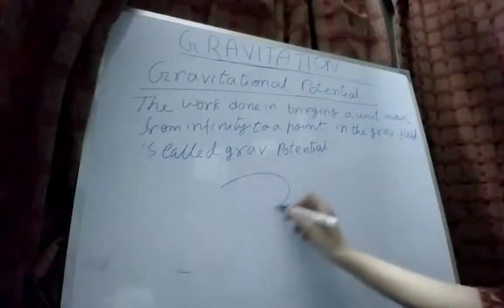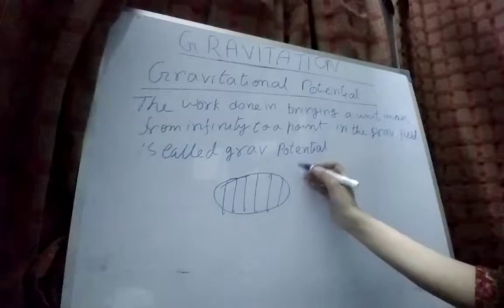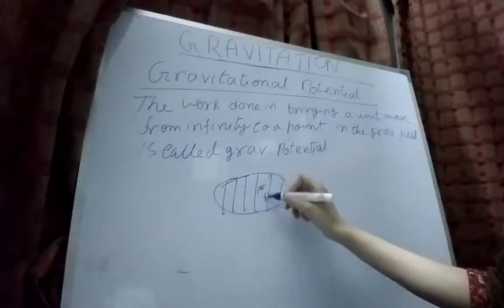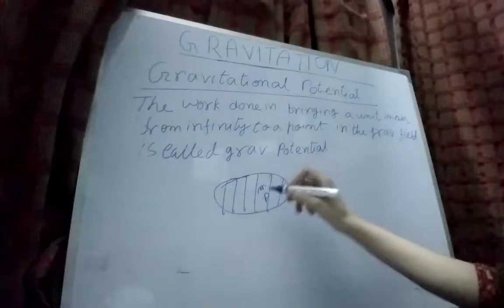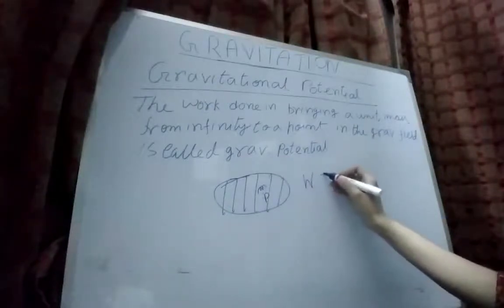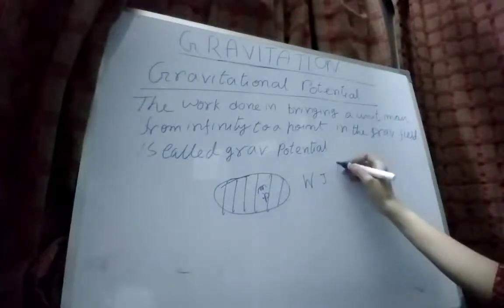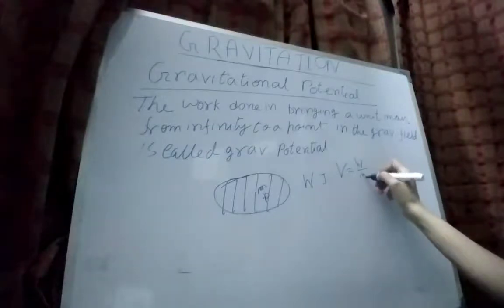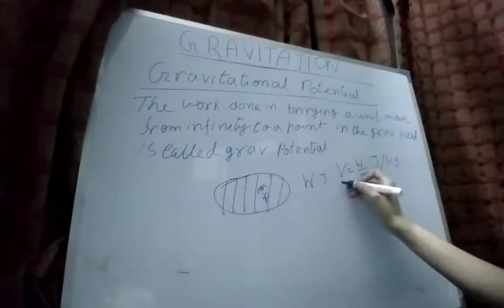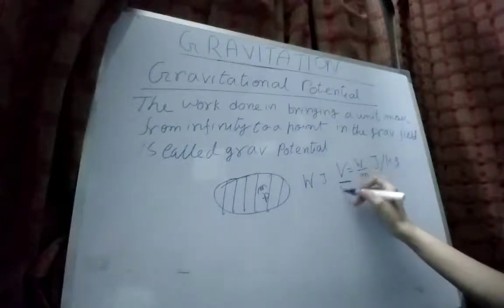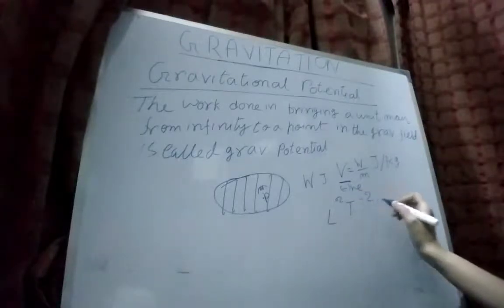Now, suppose this is a gravitational field and we are bringing a body of mass M to the point P. If the work done in bringing this mass M is W joule, then the gravitational potential at the point P is V equals W by M joule per kg. As this is gravitational potential, it should be negative. The dimension is L squared t to the power minus 2.